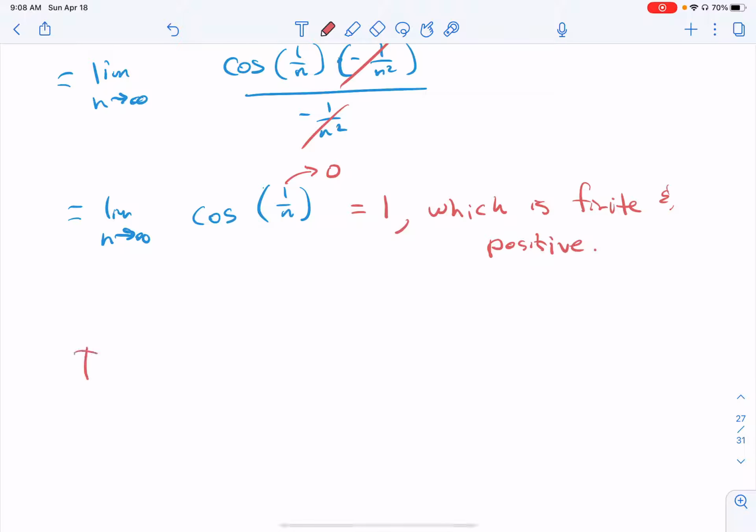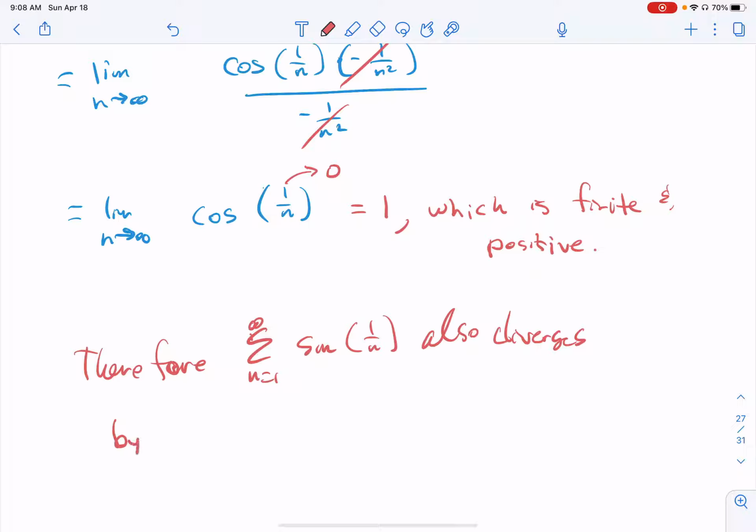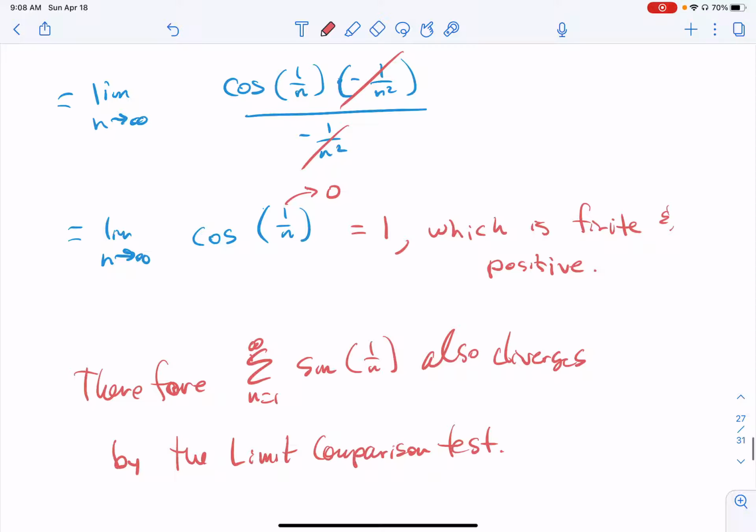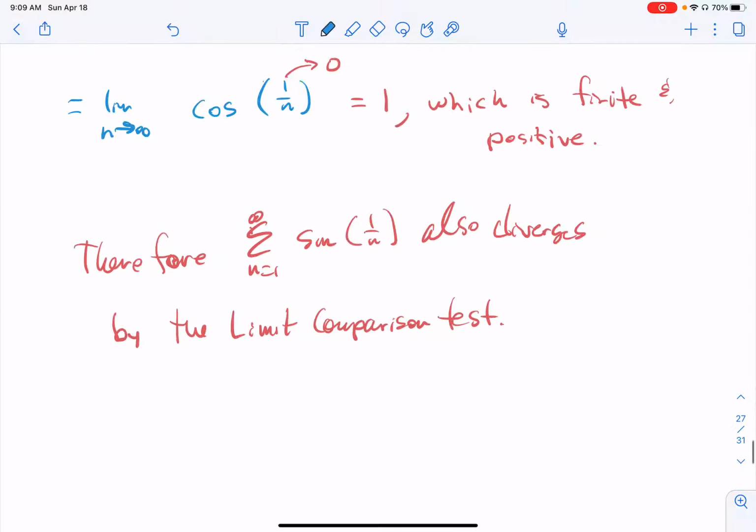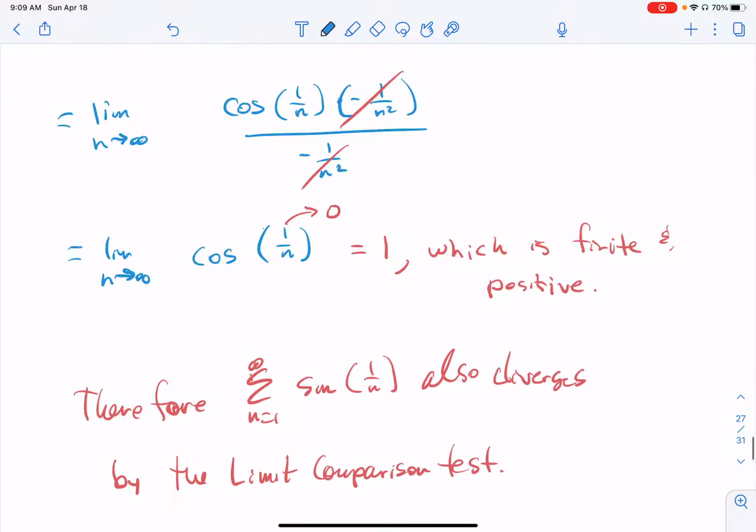Therefore, the series n equals 1 to infinity of the sine of 1 over n also diverges by the limit comparison test. And again, for the 4 billionth time, you don't have to necessarily write the limit comparison test as the test that you used. It should be obvious from all of the math that you've done.